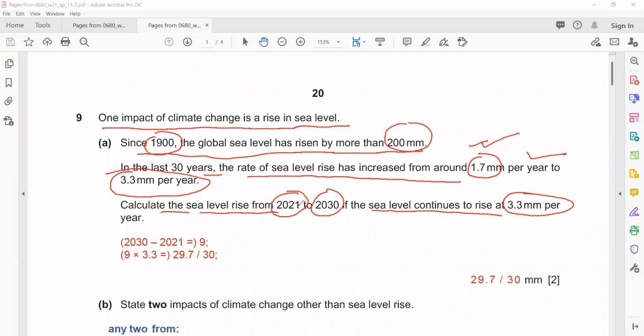So simply what you will do, you will see how many years. 2030 minus 2021, so 9 years. And what is per year? That is 3.3. So when you multiply, you will get 29.7, or if you round it, it will be 30. Is it clear?